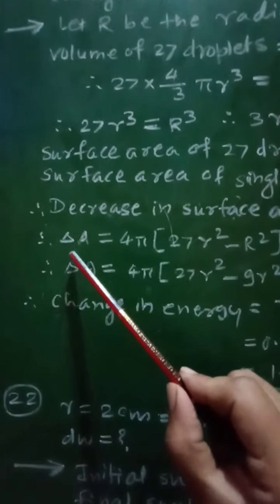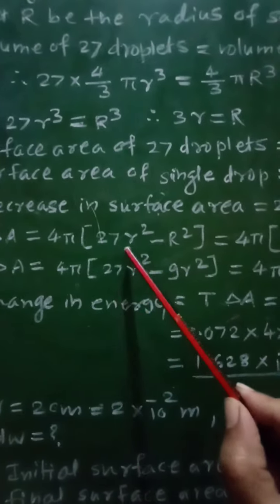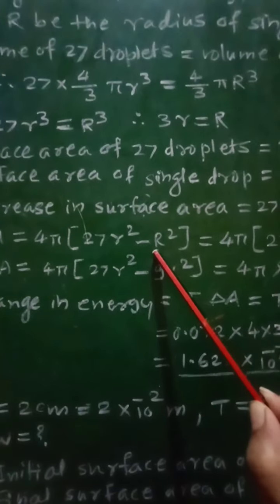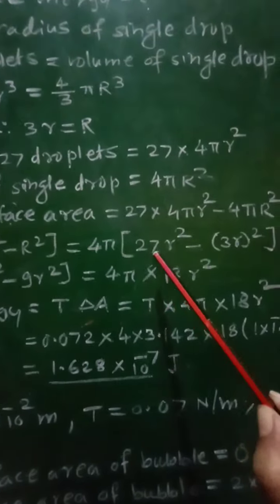Therefore, change in surface area delta A equal to 4 pi is taken common, then 4 pi into 27 r square minus R square. That will be written as 4 pi into 27 r square minus 3 r square, because capital R is equal to 3r. Therefore, delta A will be equal to 4 pi into 27 r square minus 9 r square, which comes out to be 4 pi into 18 r square. So this is the change in surface area.